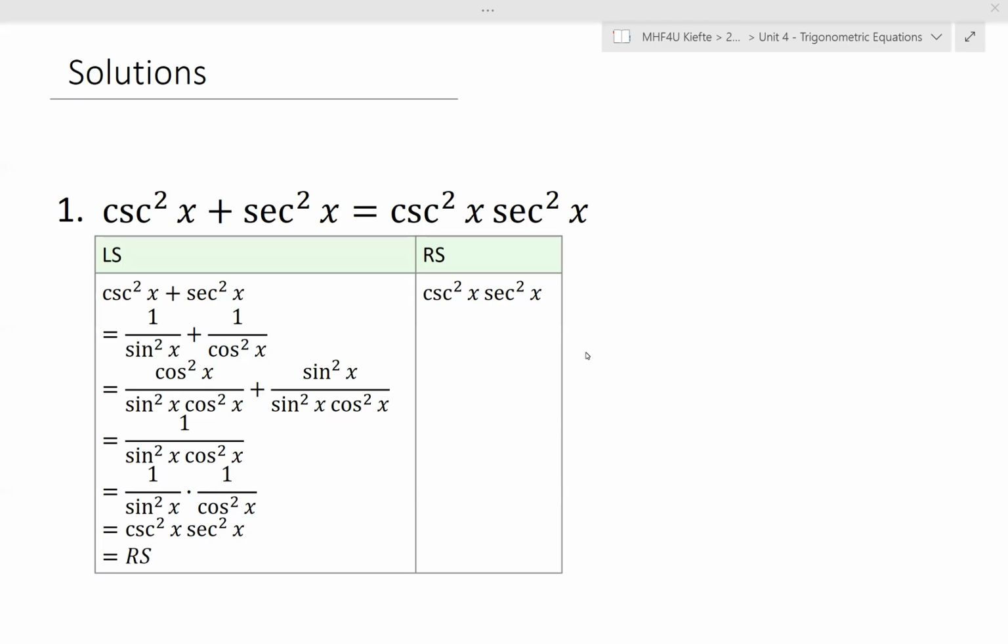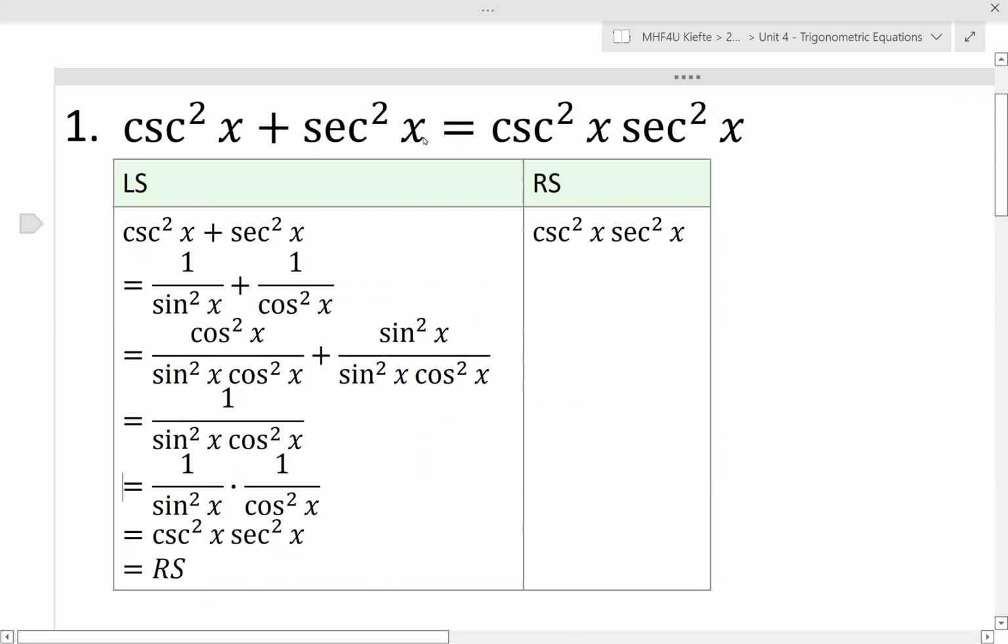Okay, and here are the solutions to the practice. So for the first one, again, rewriting in terms of sine and cos. And then what I'm doing in this step here is I'm getting a common denominator. So to get a common denominator here, I'm just multiplying the two denominators together. And then I'm thinking sine squared had to be multiplied by cos squared.